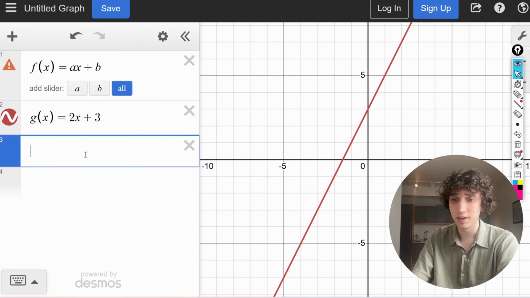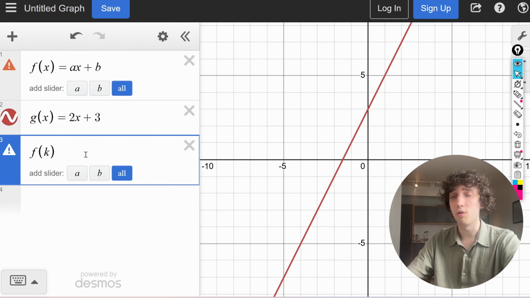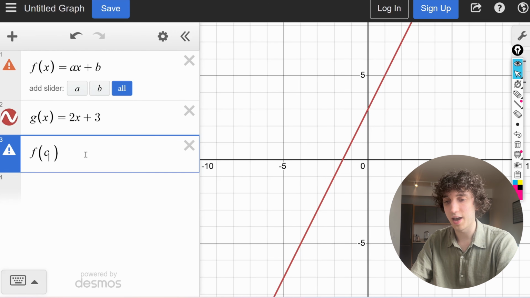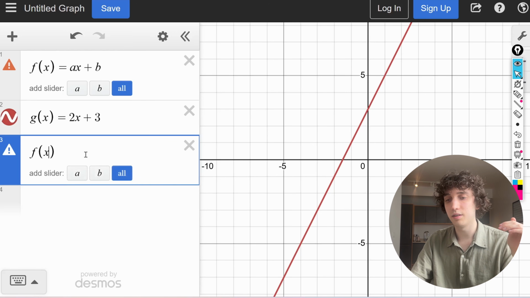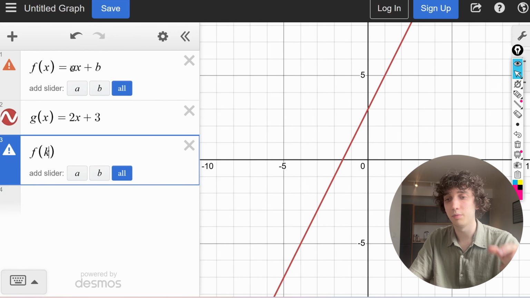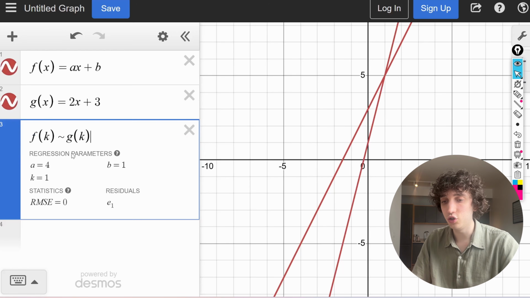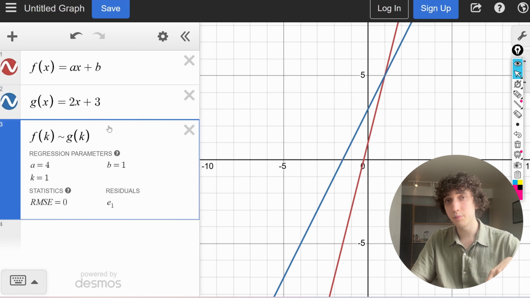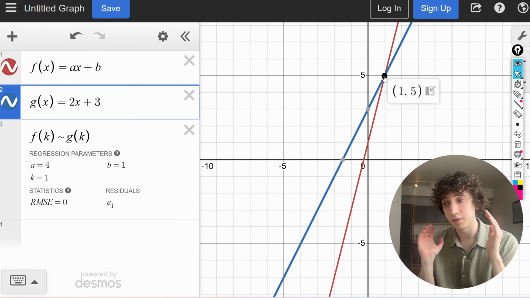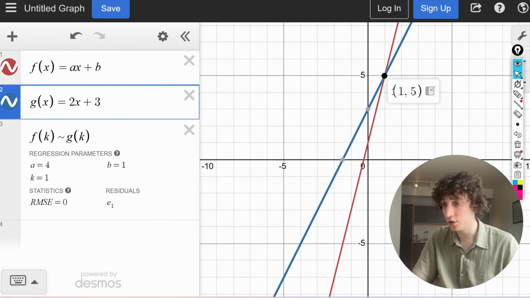So the way we're going to do this is we're going to type f of k, or any letter we want. This could be E, this could be H, this could be J, this could be X1, whatever we want, as long as we're inputting some constant. So we can't put X in, and we don't want to put A and B because we've already specified A and B. So f of some constant k has to be fit to g of some constant k. And so what Desmos is going to do is it's going to pick some value for k, in this case k equals 1, and it's going to make sure that f of x and g of x are equal at k equals 1, which sure enough we see they are.